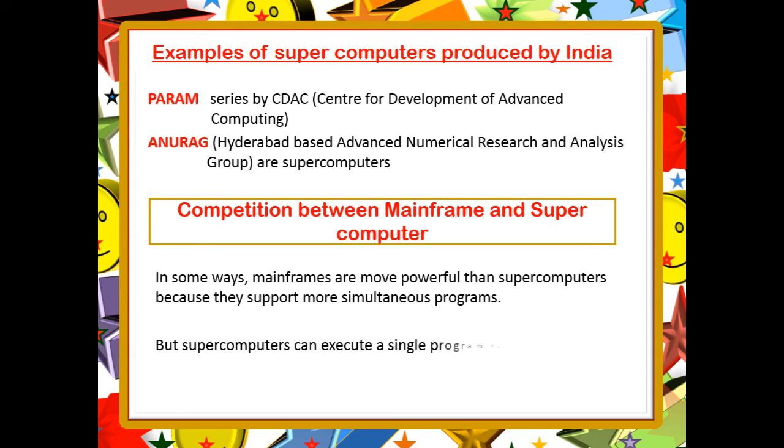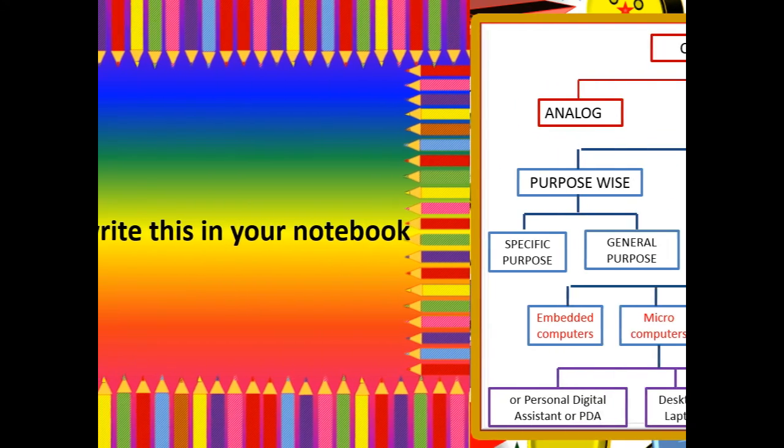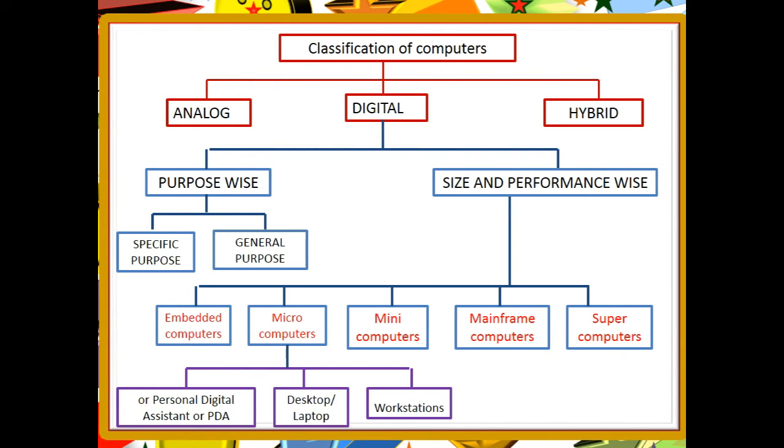Competition between mainframe computers and supercomputers. In some ways, mainframes are more powerful than supercomputers because they support more simultaneous programs. But in the case of supercomputers, the result will be obtained in the minimum possible time. In short, we can say that supercomputers can execute a single program faster than mainframe computers, but the mainframe computer supports multitasking. Now let us write this in your notebook. Please draw this classification of computers.